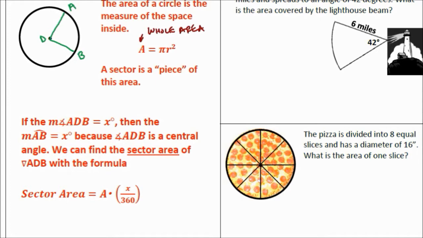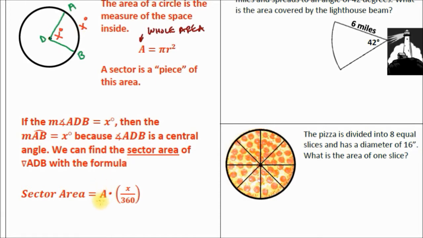If the measure of angle ADB is x degrees, then we know the measure of arc AB is also x degrees. Remember, the measure of the arc is how many degrees of the total 360 it is. What is the degrees of that arc out of a total of 360 degrees? And we know that because angle ADB is a central angle. We can find the sector area of sector ADB, which is just the space inside of this piece of the circle, which is called a sector. We can find it with the formula.